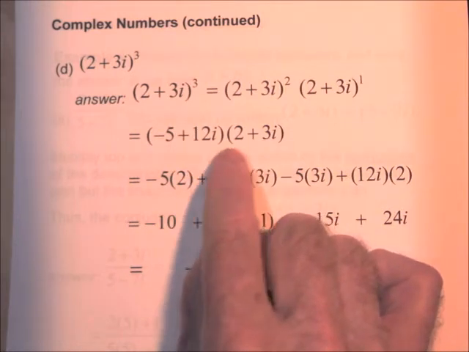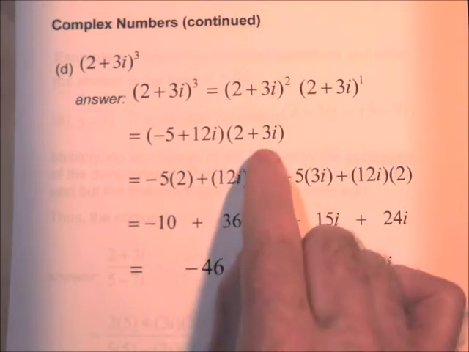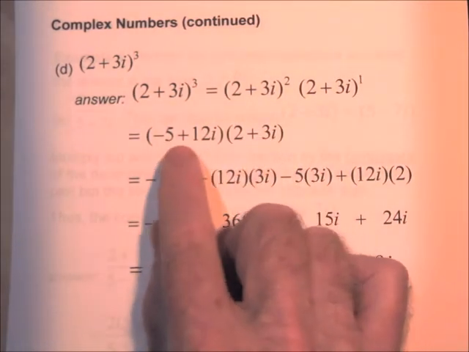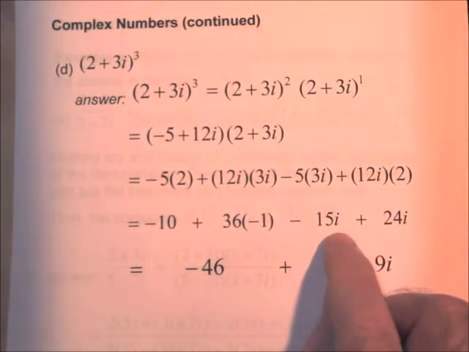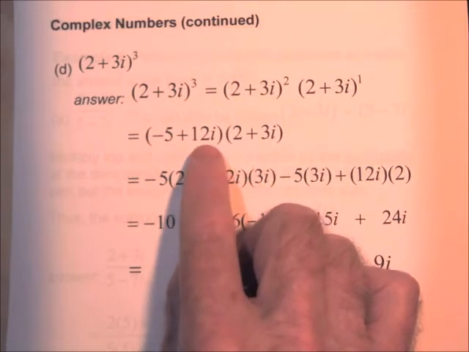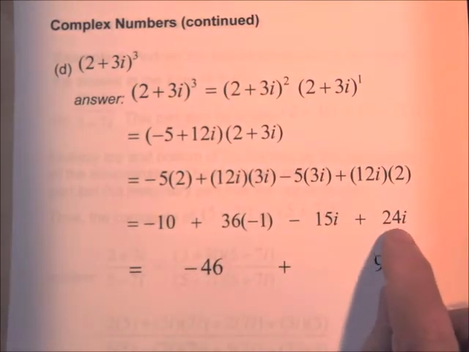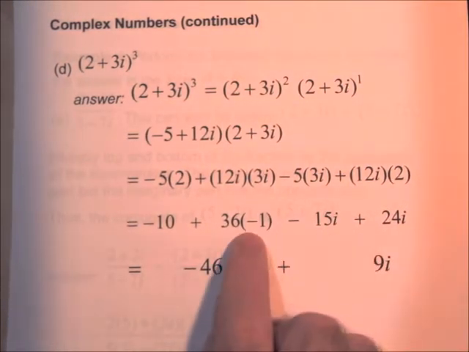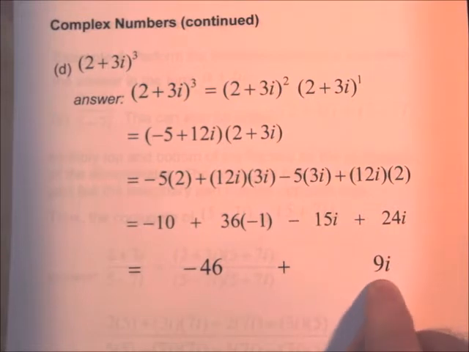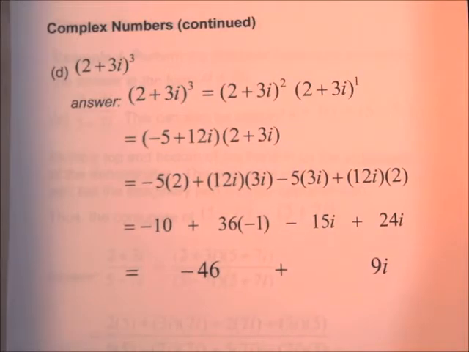The last times last, 12i times 3i is 36i squared, which is 36 times negative 1. And then the outer, negative 5 times 3i is negative 15i. And the inner, 12i times 2 is 24i. And then combine like terms, negative 10 plus negative 36 is negative 46. Negative 15i plus 24i is 9i. So the answer is negative 46 plus 9i.